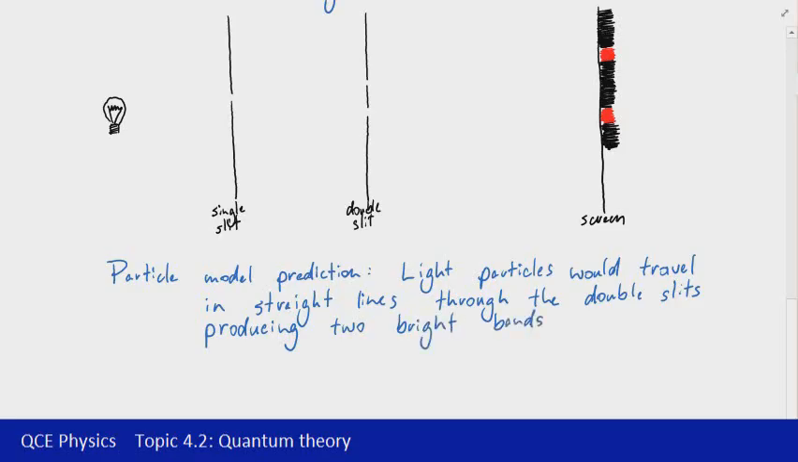And the reason why I'm pointing out the dark band in the middle is that it's a fairly significant aspect of what was actually observed, and what was actually observed was something very different.